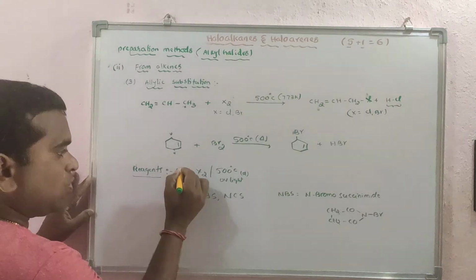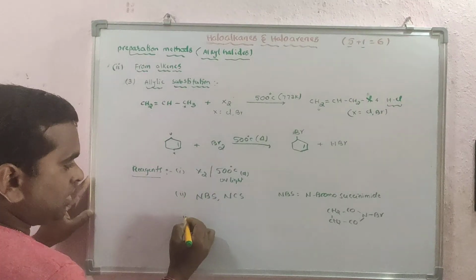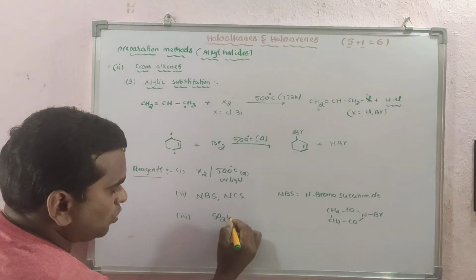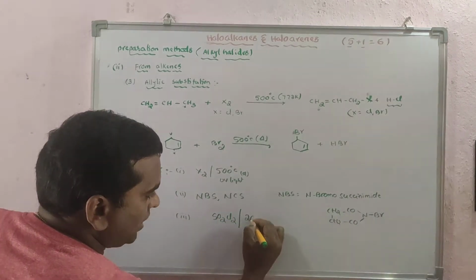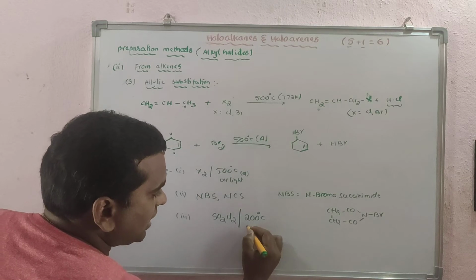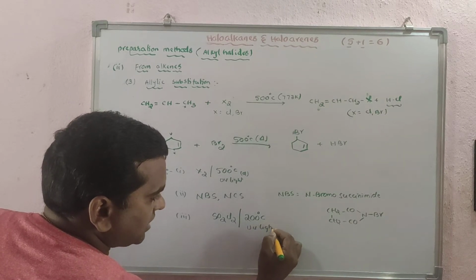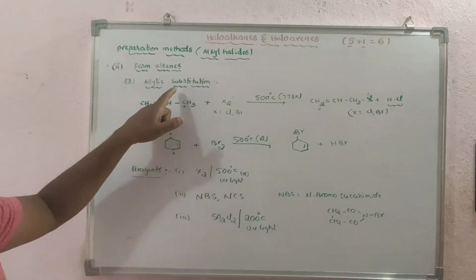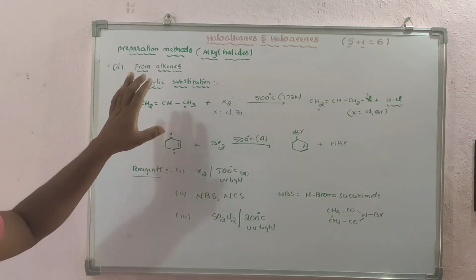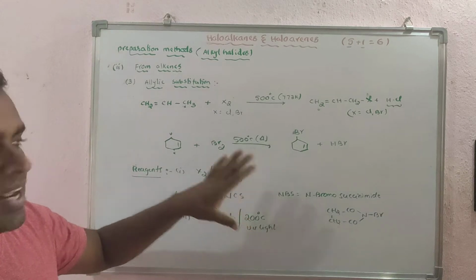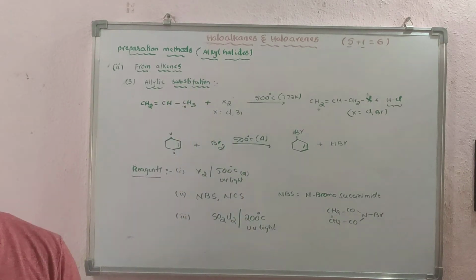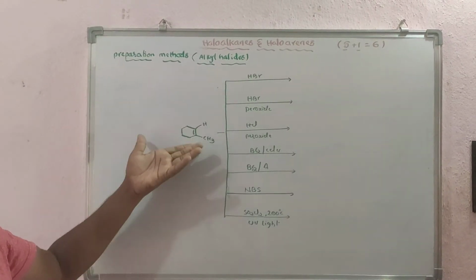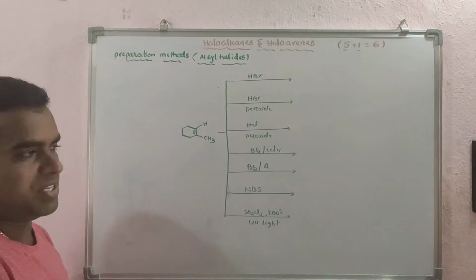Clear? And another reagent here is sulfuryl chloride, that is SO2Cl2. You have to maintain 200 degrees centigrade in the presence of UV light. If they give an alkene with these reagents, then that is allylic substitution. Clear? And this is about allylic substitution. Next, based on these three concepts, I have given some examples here.